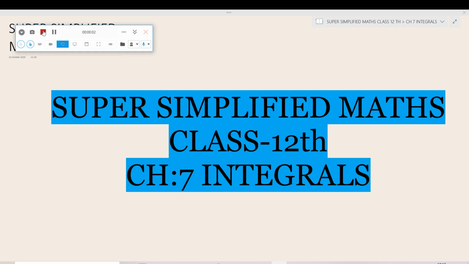Good morning, students. Welcome back to this class of mathematics, and we are going to do exercise 7.2 of chapter Integrals. In this exercise, we are going to study the method of substitution.